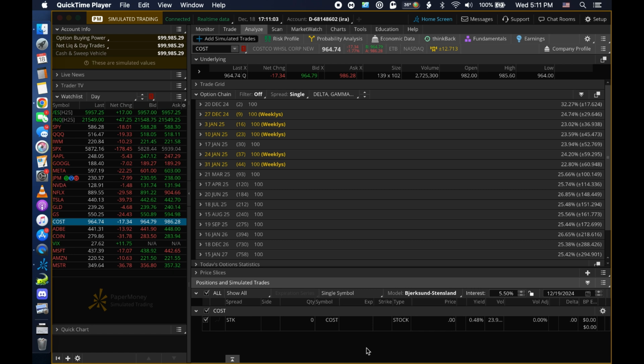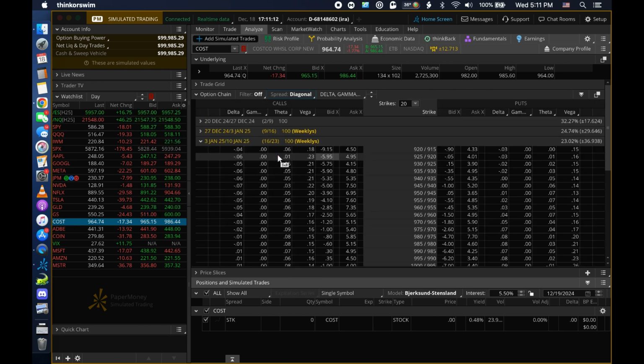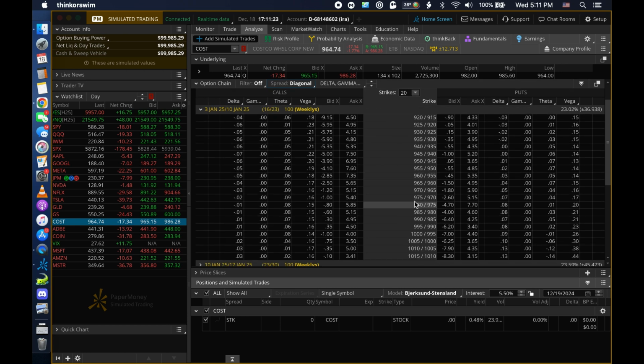So let's go ahead and set up a diagonal. I've selected Costco as the stock we're going to place this trade on. Let's go over to spread and select diagonal. You can see that we have two different expiration series and we have two different strikes that have been set up. So Costco is trading at 964.